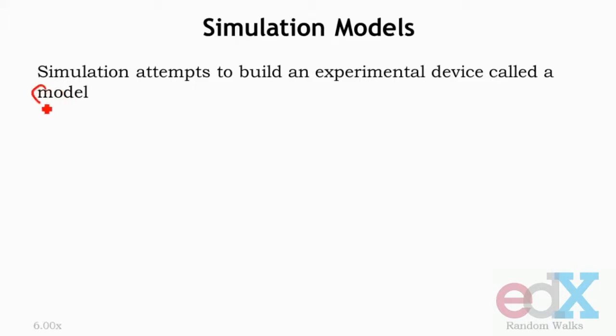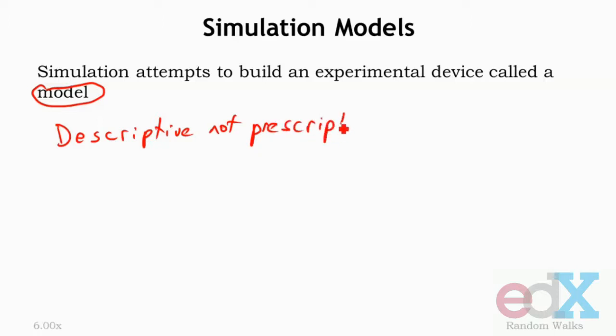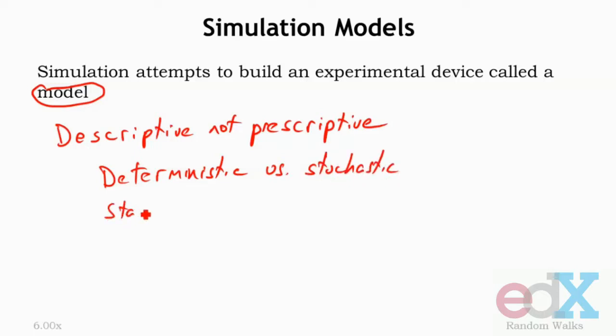Simulation attempts to build an experimental device called a model. The intent of a model is to provide information about the possible behaviors of the actual system being modeled. Typically, in fact almost always, simulation models are descriptive, not prescriptive. They tell us how a system works under given conditions, but not how to arrange the conditions to make the system work best. Simulation models can be classified along three dimensions: deterministic versus stochastic, static versus dynamic, and discrete versus continuous.